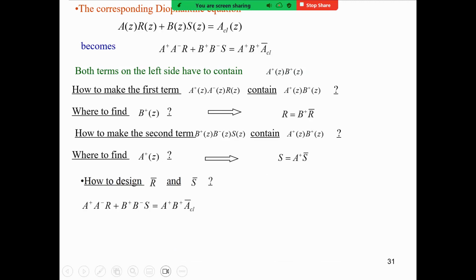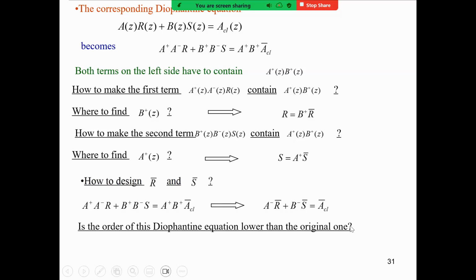So now let's put it in. After the cancellation, those A plus B plus will be cancelled out. We only have this A minus B minus in this equation. From A minus B minus, we want to design my R bar and S bar. But we know the degree of A minus B minus will be smaller than the original A and B. So therefore, the total degree of this polynomial will be reduced. I already gave you the answer: the order of the Diophantine equation is lower than the original one, yes. So therefore, the controller design is simplified because the number of parameters in this equation will be smaller than the original equation. Is that clear? Any questions?